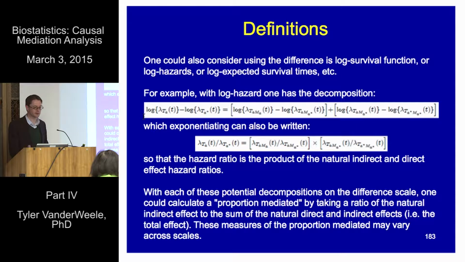It's the same counterfactual contrast, we're just changing the scales. And different scales, as we'll see, are going to correspond more naturally to different types of regression models. Just as with linear regression, that corresponded naturally to mediated effects on the difference scale, and logistic regression on the odds ratio scale. So here, different types of models for time to event data will correspond to different scales.